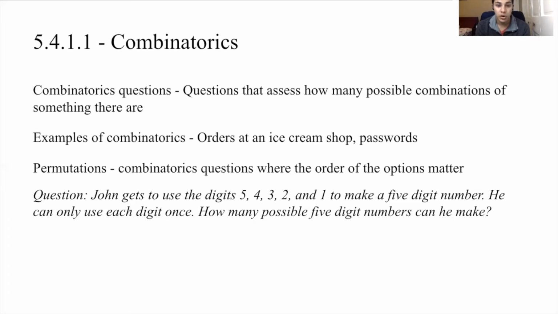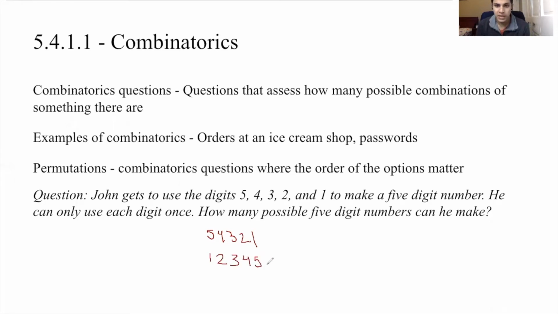This is a permutation question for combinatorics because, first of all, it's asking you how many different possible numbers he can make, so it's asking you about the combinations of those numbers. The reason it's a permutation is because the order in which he places the numbers matters. For example, if he uses all 5 numbers, the number he makes is going to be different if he starts with 5, for example 5, 4, 3, 2, 1, than if he starts with 1, for example 1, 2, 3, 4, 5.